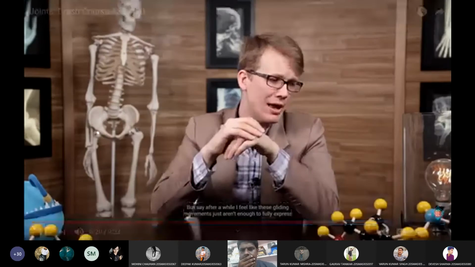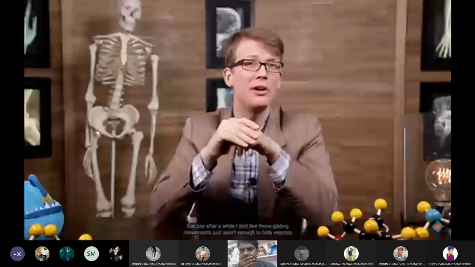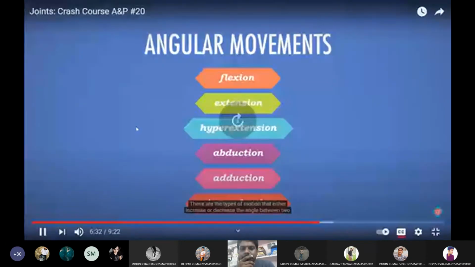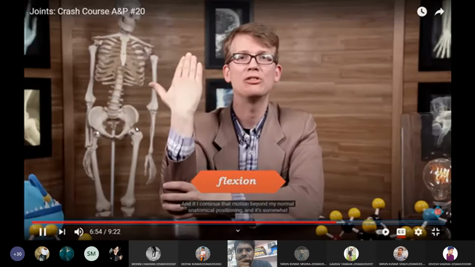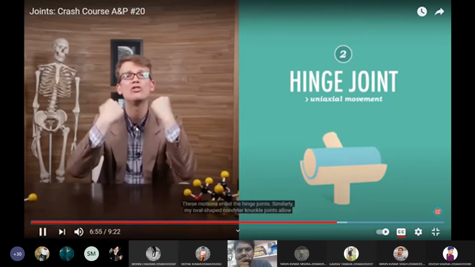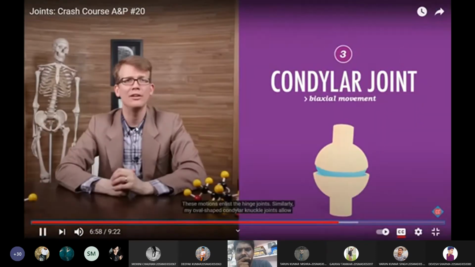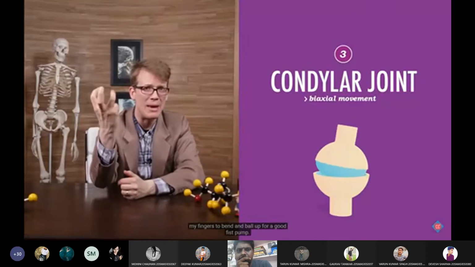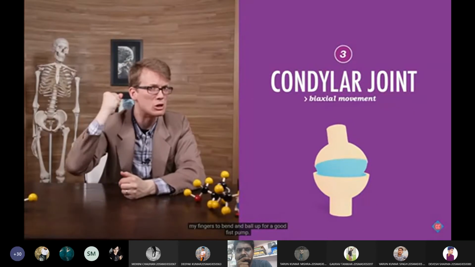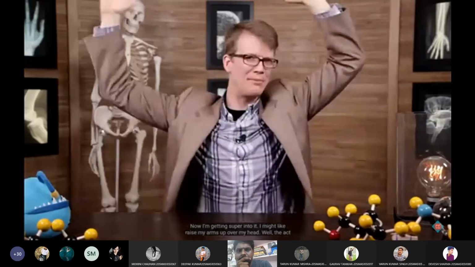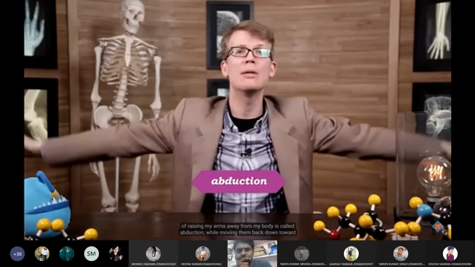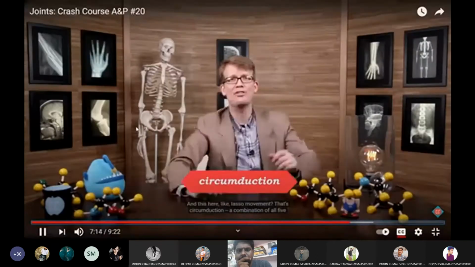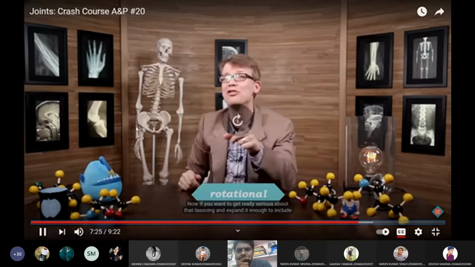But say after a while, I feel like these gliding movements just aren't enough to fully express myself. I have to enlist the more versatile hinge joints. That movement allows my fingers to bend and ball up. Similarly, my oval-shaped condylar knuckle joints allow my fingers to bend and ball up for a good fist pump. Now I'm getting super into it. I might raise my arms up over my head. The act of raising my arms away from my body is called abduction, while moving them back is called adduction.